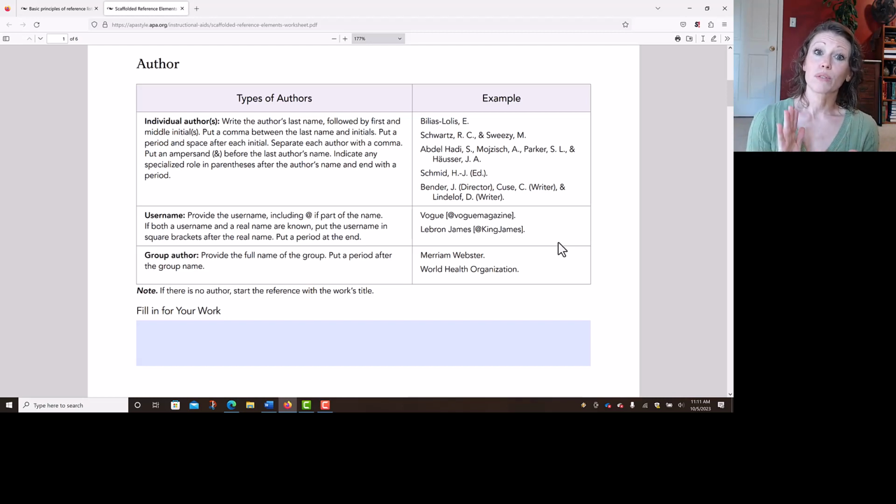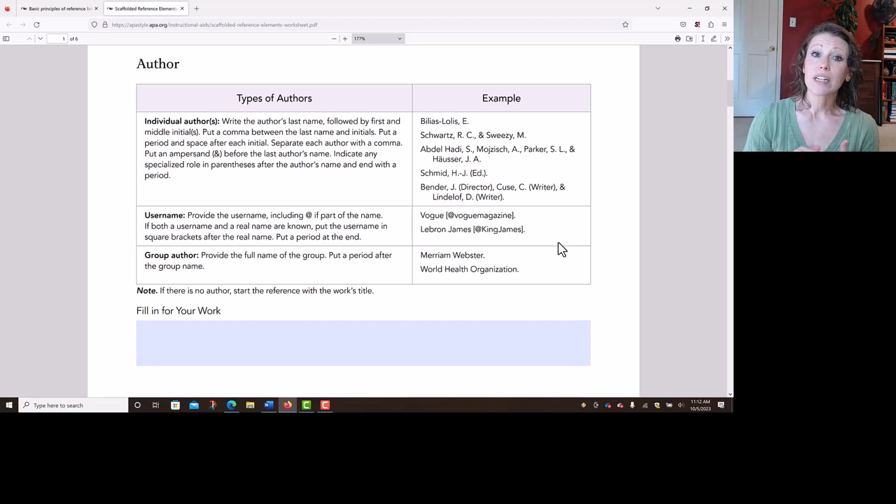Always make sure that you use a period at the end of each of the 4 elements. So author, date, title, and then source. The only issue is if in the source part, a link is the last part, then you don't put a period at the end of that because it might mess up the link.